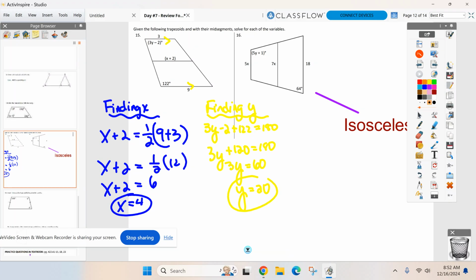Make a note on number 16, please, because on 16 you won't be able to find y unless I tell you it's an isosceles trapezoid. So just make a note for 16 that the trapezoid is isosceles. You can find x, but you won't be able to find y unless I tell you it's isosceles.